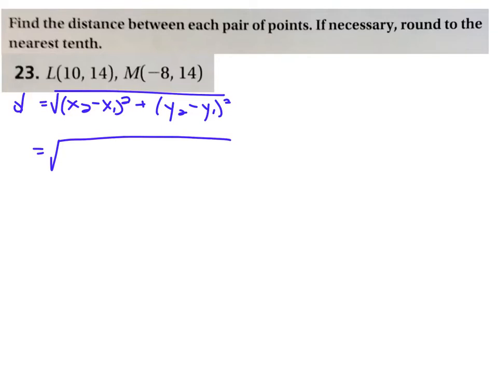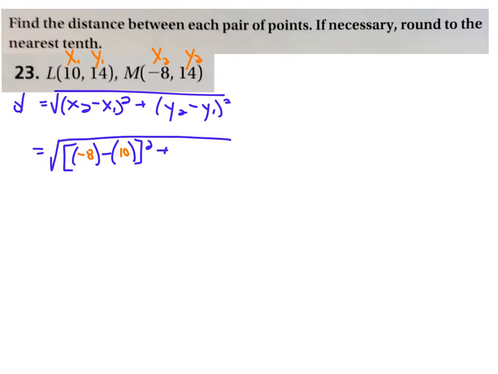Okay, so we can call this x1, I'll do it up top. We can call this x1 and y1, point number 1. We can call this x2 and y2, point number 2. You can do it in either order. So then x2 is -8 minus x1, which is 10.